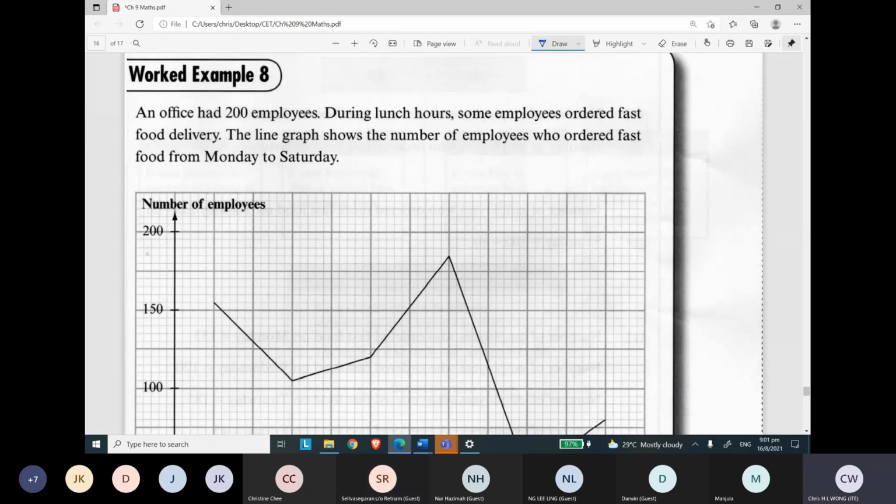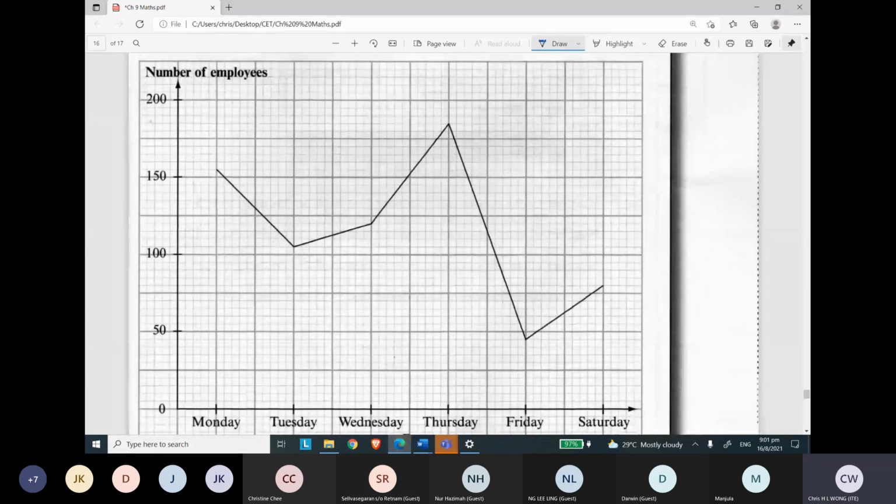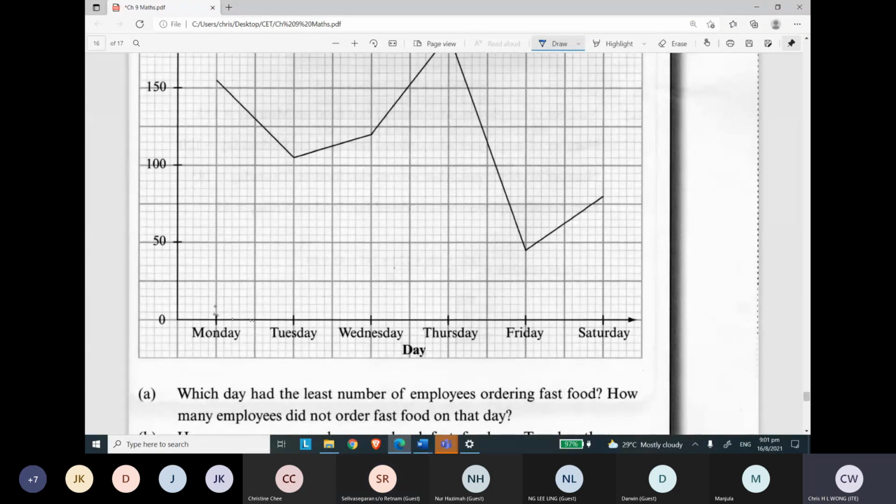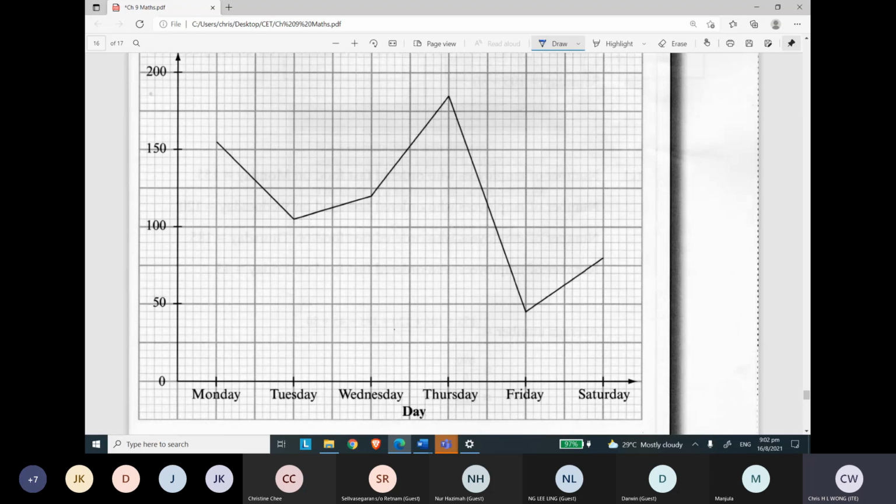Okay, let's do this. You can see this is a line graph, right? You see the time, Monday, Tuesday, Wednesday, Thursday, Friday. Or it could be January, February, March, April, May, June, July. Or it could be morning hours, 9 a.m., 10 a.m., 11 a.m., and so on. Yeah. It could also be years, 2000, 2001, 2002, 2003, and so on. So normally a line graph is used for time.